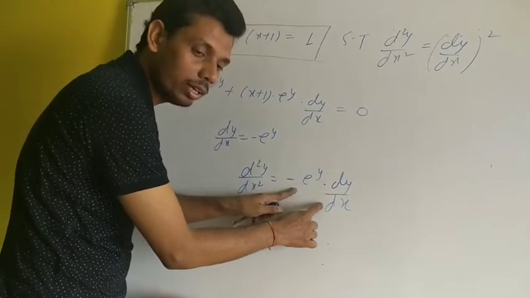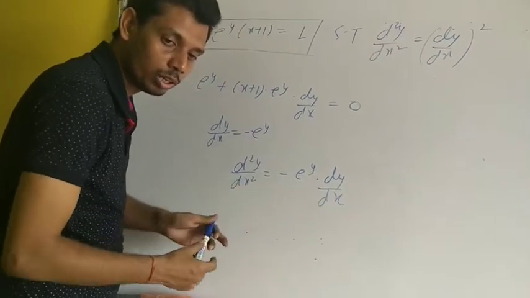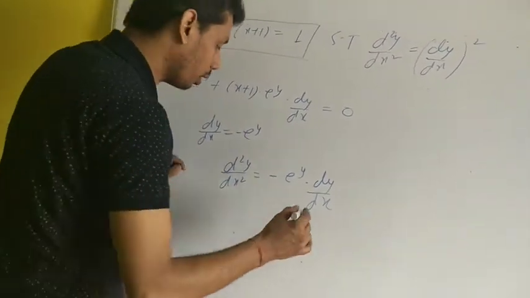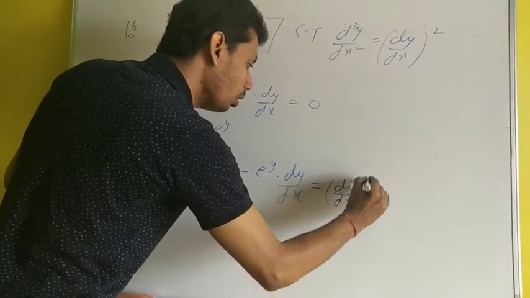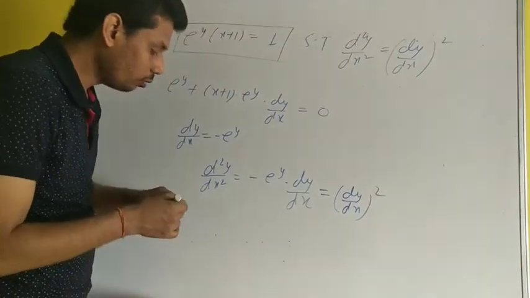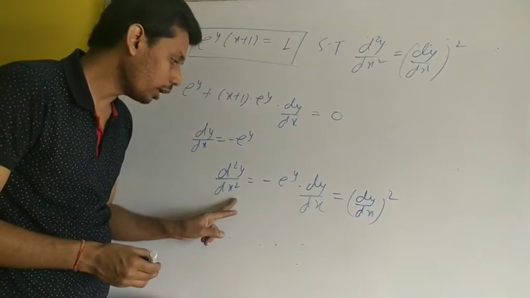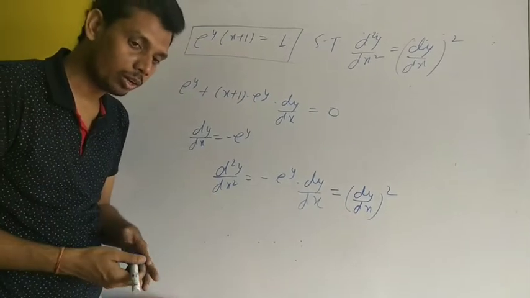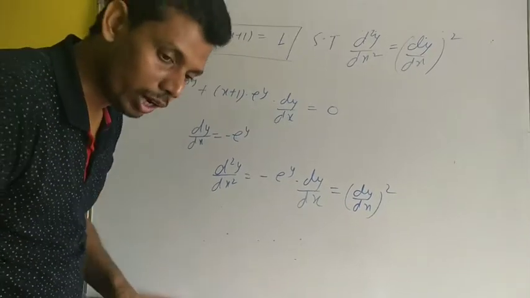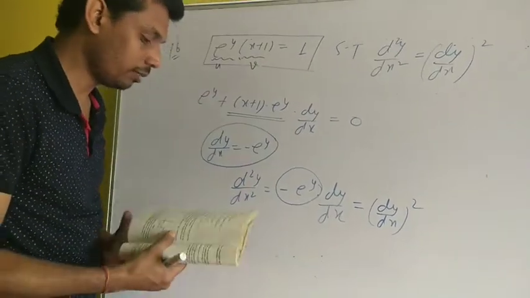Already one dy by dx is here. So dy by dx into dy by dx will be equal to dy by dx whole square. So finally we have proved that d square y by dx square is equal to dy by dx whole square.